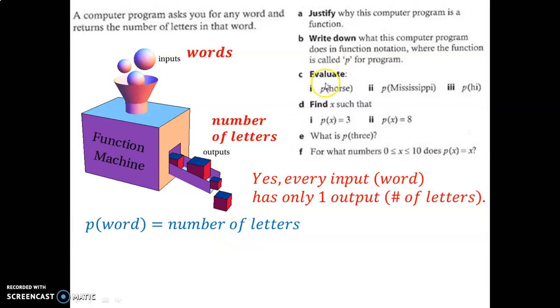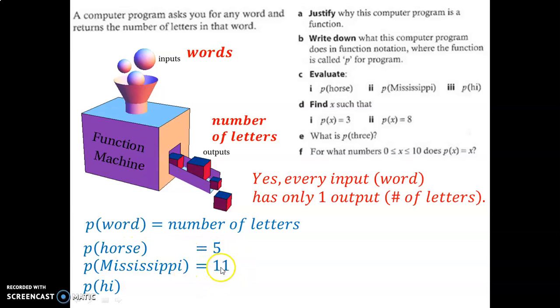Okay, so now evaluate P of horse, P of Mississippi, and P of high. Think about what this function is doing and what would those answers be. Let's check. P of horse is 5 because horse is your input, the output is the number of letters, 5. Mississippi has 11 letters, so our output is 11, and high has 2 letters, therefore output 2. Great.